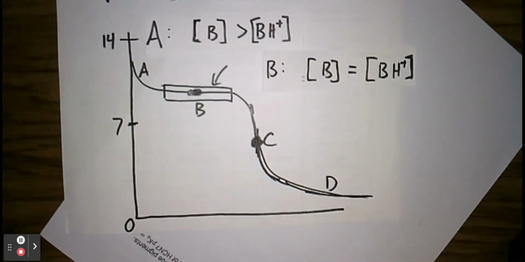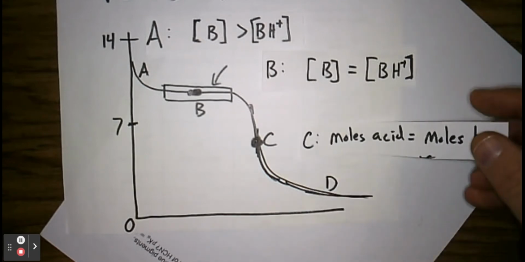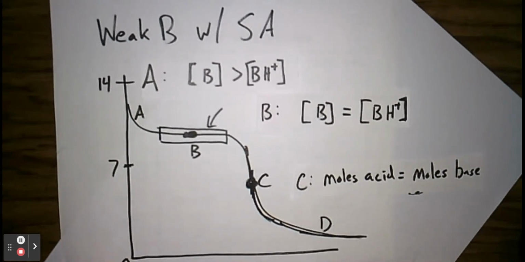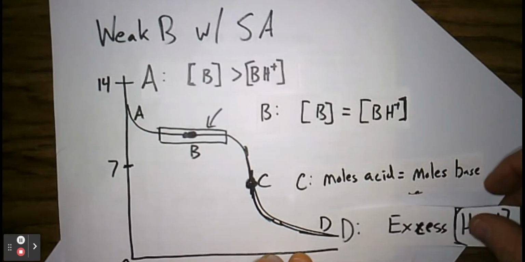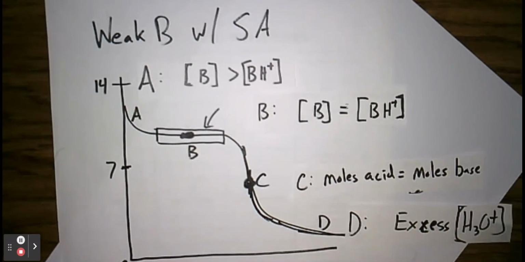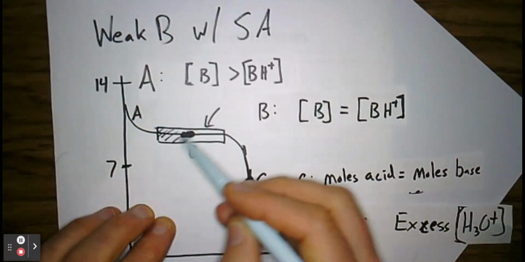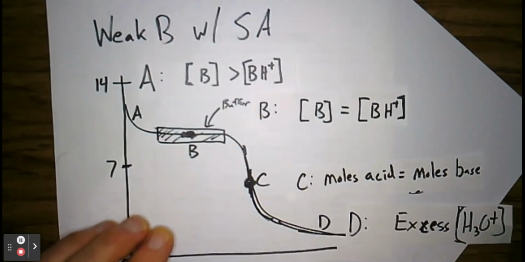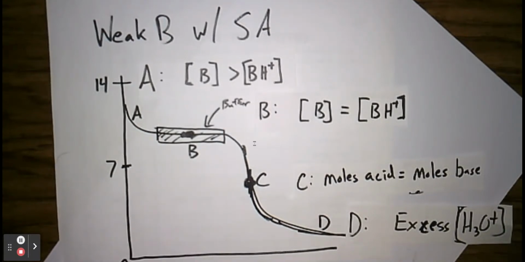B is when I've got equal amounts of conjugate and base, all right. C is when I've neutralized everything in terms of a molar relationship of the weak base and the acid. And D, I've got excess hydronium from the acid. And this region here, that's my buffer, all right. And that's BUFFER, all right. That's my buffer region.